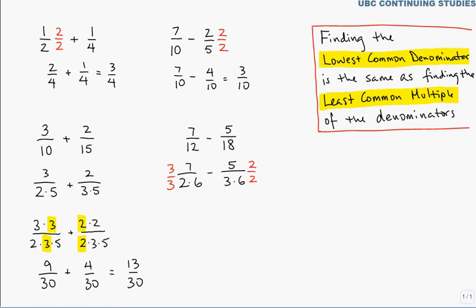So what do I end up with? The denominator is 3 times 2 times 6 in both cases. The numerator is here 21 and here 10. 21 minus 10 is 11, and now we can multiply that denominator, 3 times 2 times 6, which is 36. And 11 over 36 can't be reduced because there's no common factor for 11 and 36.